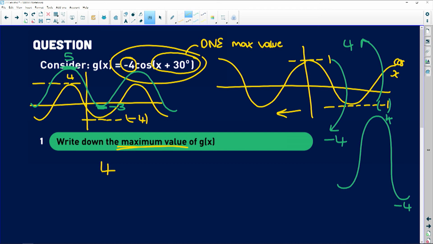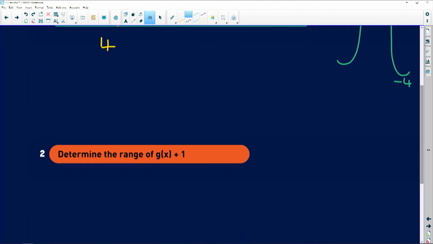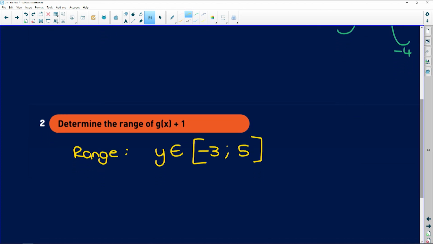So the range is the distance between those two. So the range, you say y is an element of, it is going to touch both of these values, so -3 and 5. Otherwise, if you wanted to use interval notation, you could say -3 less than or equal to y less than or equal to 5. But very important, guys, square brackets because that graph does actually touch that value, and equal to because the graph does touch the value.